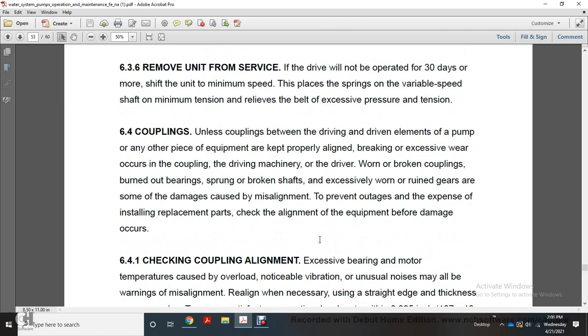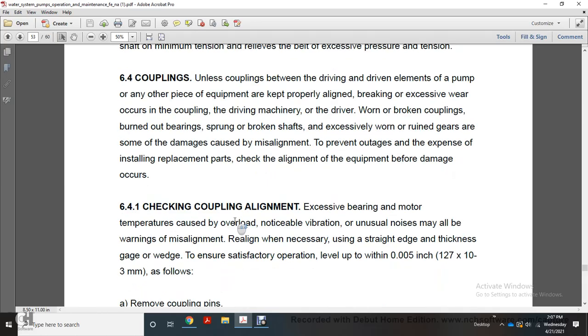Couplings. Check the coupling between the drive and the driven elements of the pump. Make sure the pieces of the equipment are properly aligned. Misalignment causes wear of the coupling. Driving the machinery with worn or broken couplings, burned out bearings, a sprung or broken shaft, worn or ruined gears, or other damage to cover the misalignment results in excessive expense for installing replacement parts. Check the alignment of the equipment before damage occurs.